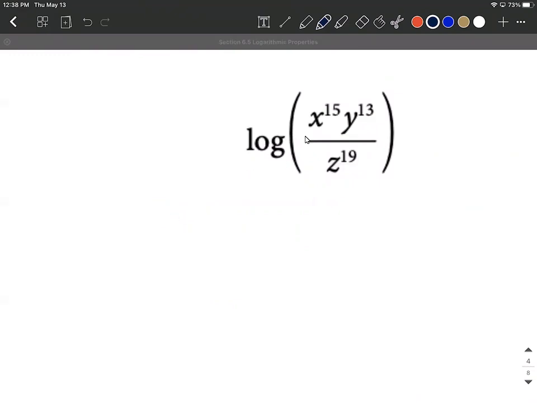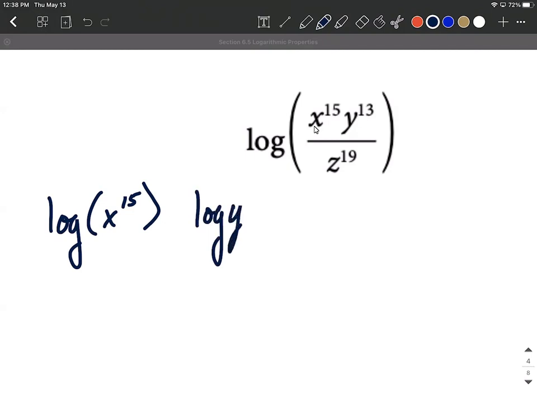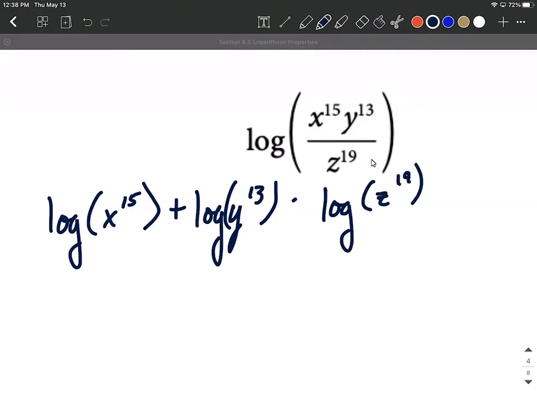So common log, log base 10 of x to the 15th times y to the 13th, all over z to the 19th. Again, I'm just going to jump right into log x to the 15th. Gets its own log. It's going to be positive in front because it came from the numerator. Log of y to the 13th gets its own log. It's going to be positive in front because that came from the numerator as well. And finally, log of z to the 19th gets its own log, but this time it's going to be negative out in front because that came from the denominator.